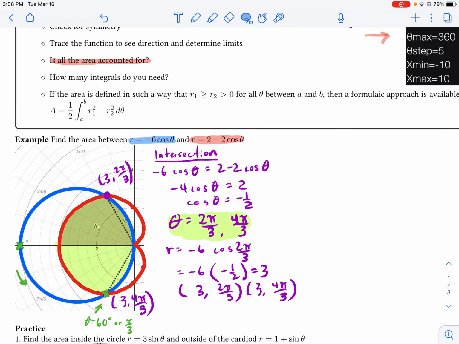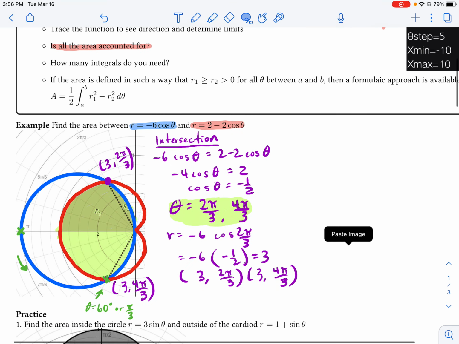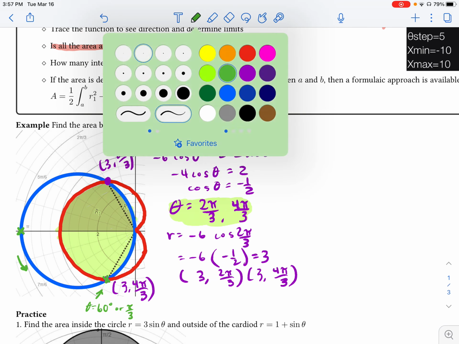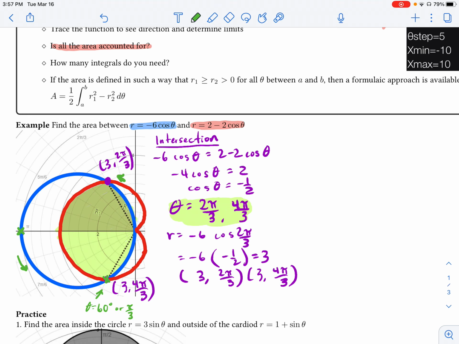And so we can state definitively that our first point of intersection is going to be at 2 pi over 3. When the graph goes all the way around, and let me keep this in green, our first point of intersection is here at 2 pi over 3. Then it's going to loop all the way back around again, and when it hits 4 pi over 3, that's when it intersects with our cardioid.